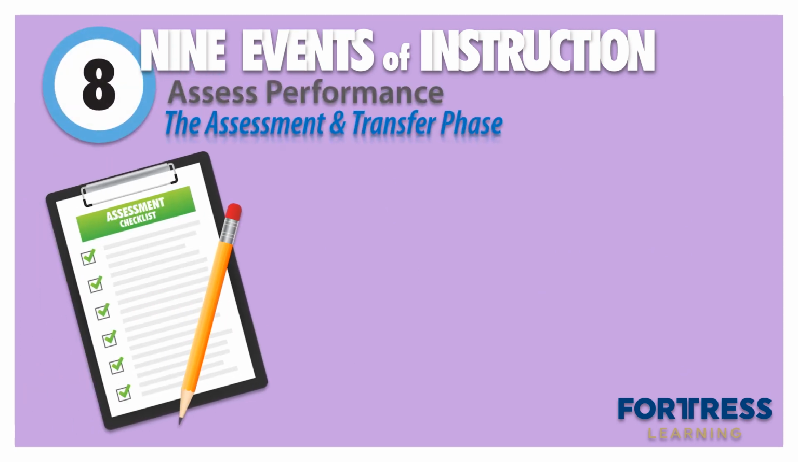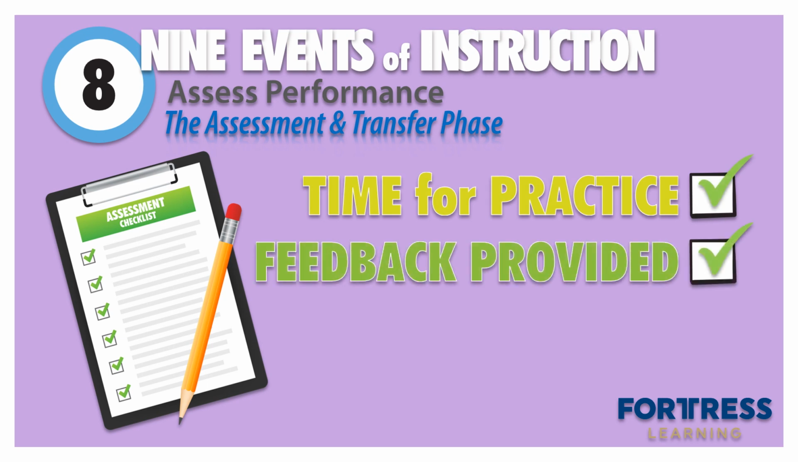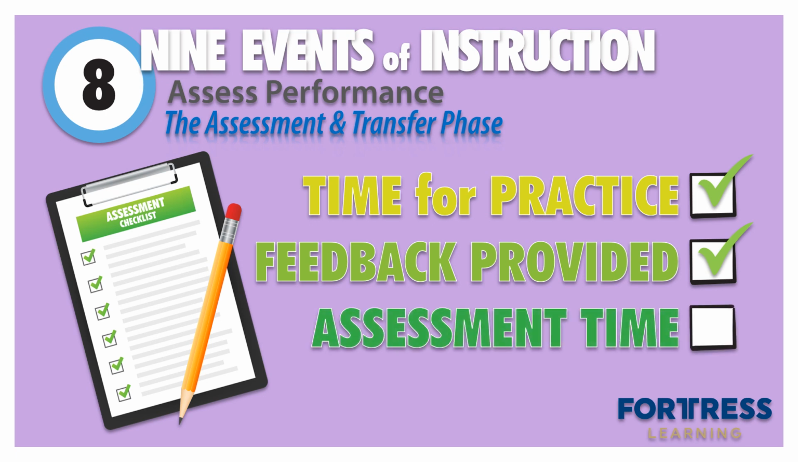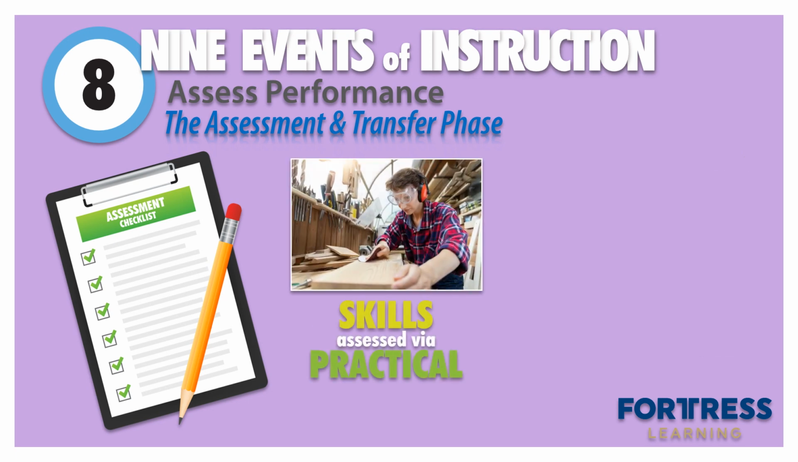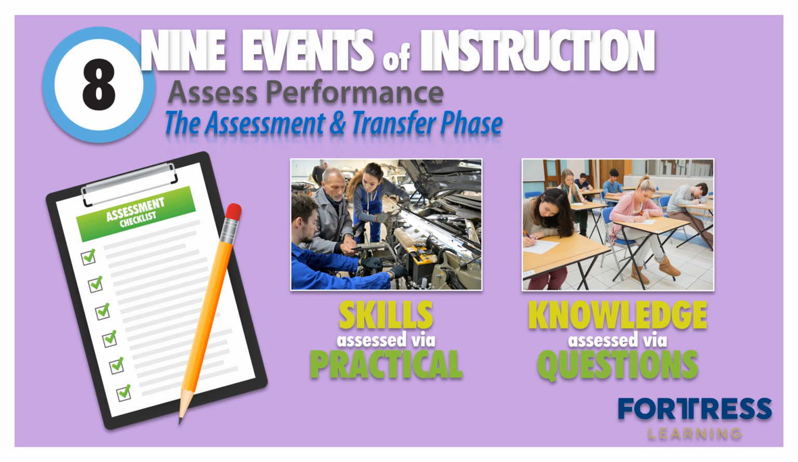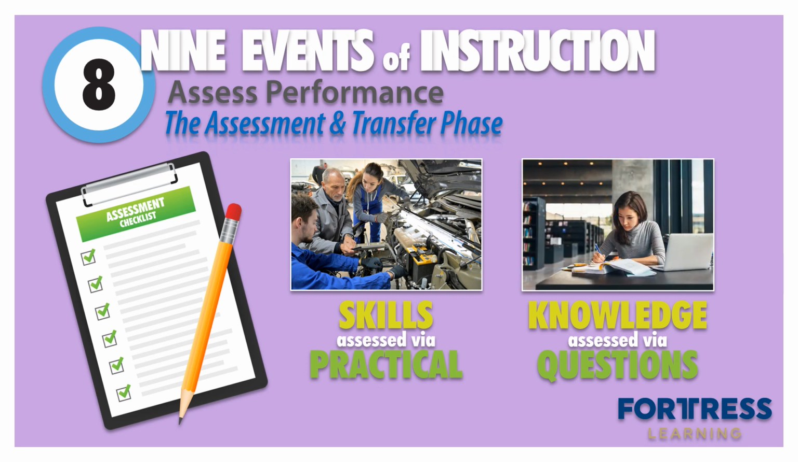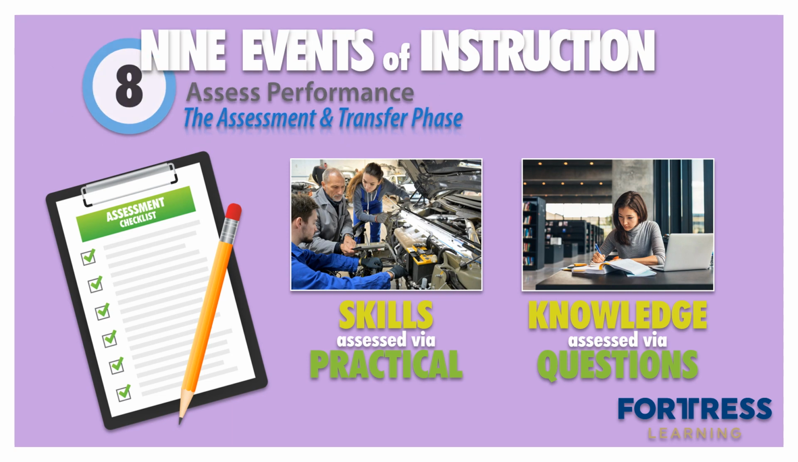The eighth event is all about assessing the learner's performance. Now, having had the opportunity to practice and after receiving constructive feedback, the learner can now be formally assessed to determine if they have achieved the skills and knowledge objectives that were identified at the beginning of the training. The assessment methods used should reflect the criteria being assessed. Skills should be assessed through some form of practical activities, and knowledge should be assessed via questioning. Wherever possible, the assessment tasks should be contextualised to allow the learners to demonstrate skill and knowledge in a situation that is relevant to themselves.